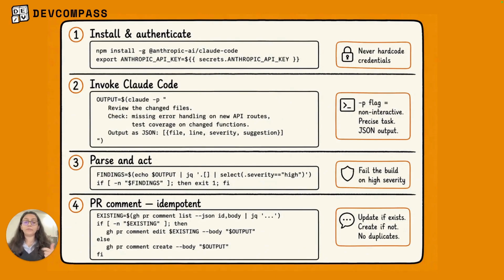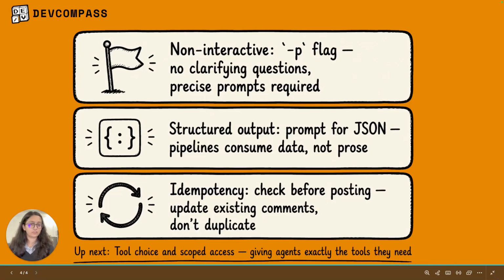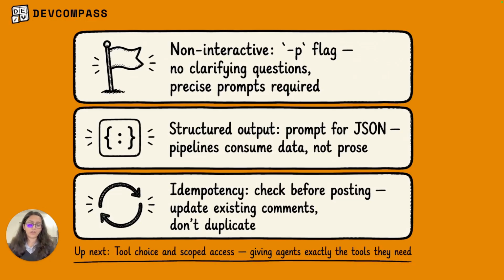And section 4 is the PR comment. Again, idempotent, check if a review comment already exists for this PR using gh pr comment list. If it exists, then gh pr comment edit to update it. If it doesn't, then gh pr comment create to make a new one. That's the command. The label says update if exists, create if not, no duplicates allowed. So this is the step from the third card on the previous slide, implemented in code, and I think that's all that you need to know for this entire session and how Claude Code runs in continuous integration.